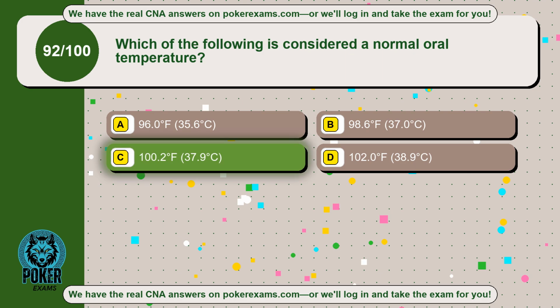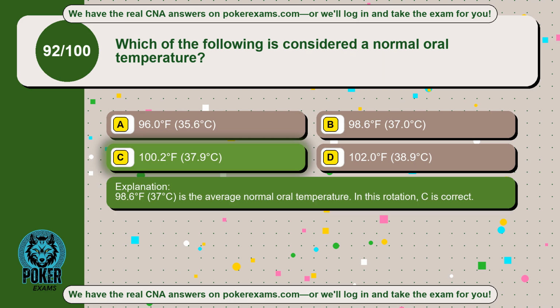The correct answer is option C. 100.2 degrees Fahrenheit, 37.9 degrees Celsius. 98.6 degrees Fahrenheit, 37 degrees Celsius, is the average normal oral temperature. In this rotation, C is correct.